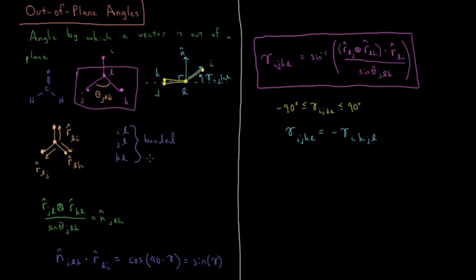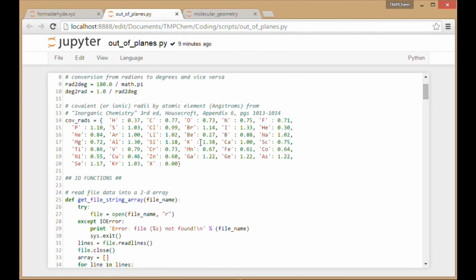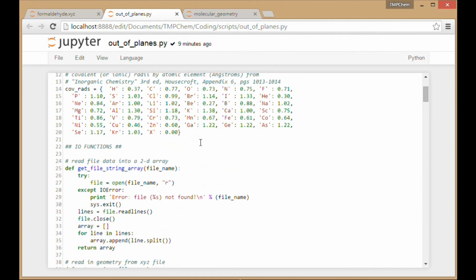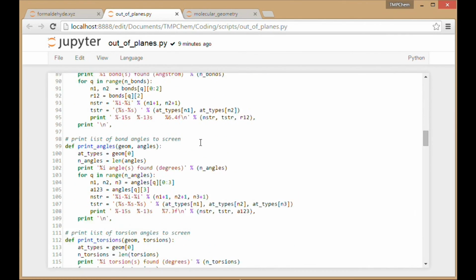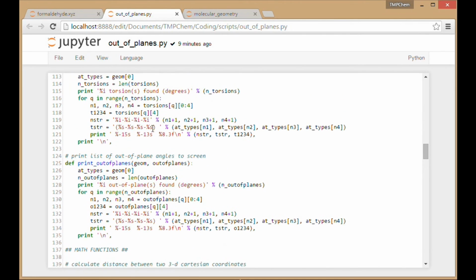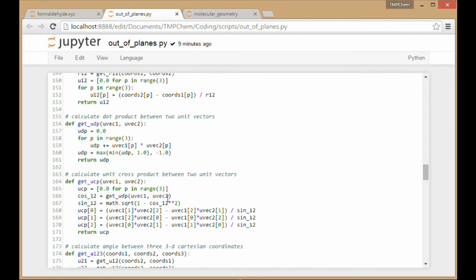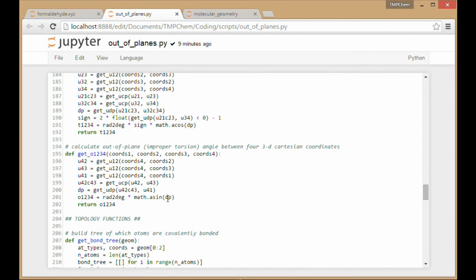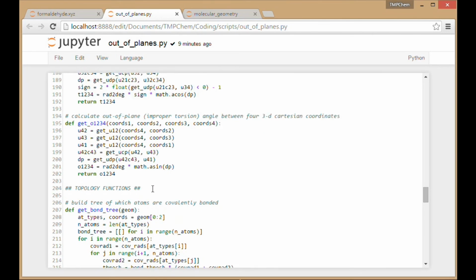Okay, so we can move over to the web browser now, see this program that I've got that does this inside of Jupyter. So this is the same as the torsion program from previous videos, and it has a few things added on now as well, as has been the theme throughout this chapter. So there's a new function for printing the out-of-plane angles. It's very similar to the function for torsions. A lot of the same math functions. A new function for calculating the out-of-plane angle. See the three unit vectors, cross product, dot product with the normal vector, out-of-plane angle from the arc sine.